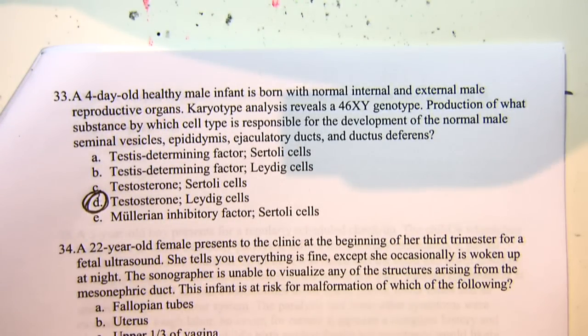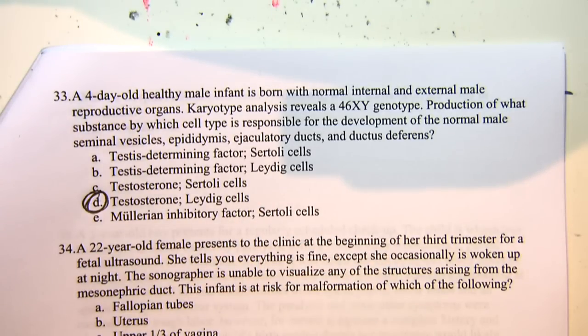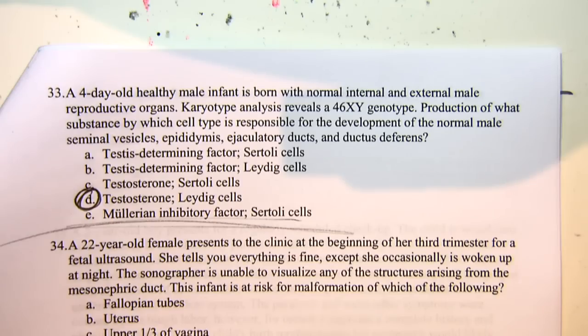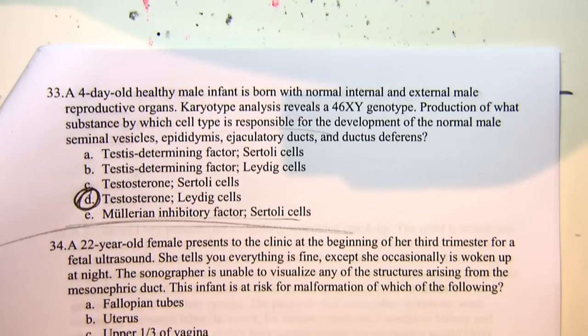The reason being is because the Mullerian inhibitory factor gets produced by the Sertoli cells, yes, but it suppresses the default development of the female structures. So it doesn't really do much for these. It does more of the female stuff. So this is true, but it's more of the females. We said D was true.